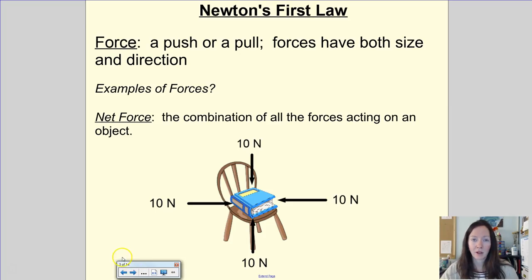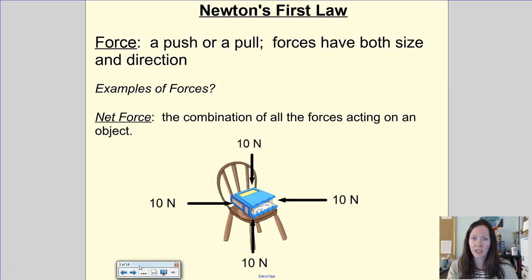The next vocabulary word that I want to introduce is force. Now everyone's heard this word before, but let's look at it in terms of physics. A force is simply a push or a pull. So anytime you push or pull something, you are exerting a force on it. Now for physics, we need to remember that forces have both a size and a direction. So we have a number, an amount of force, and we also have the direction of the force.